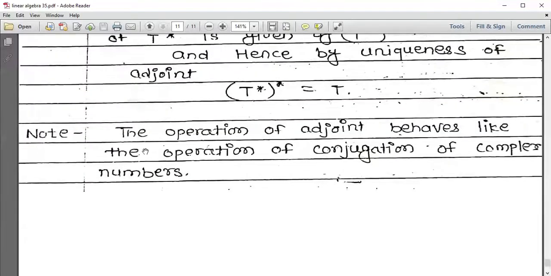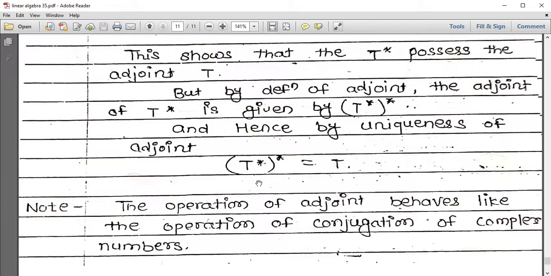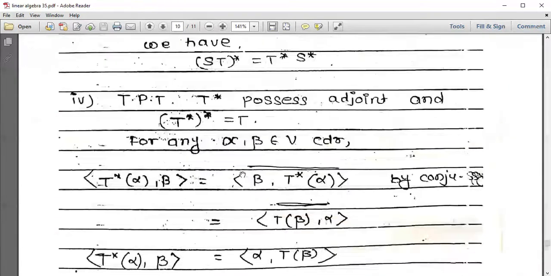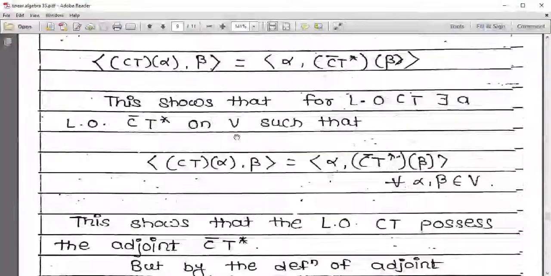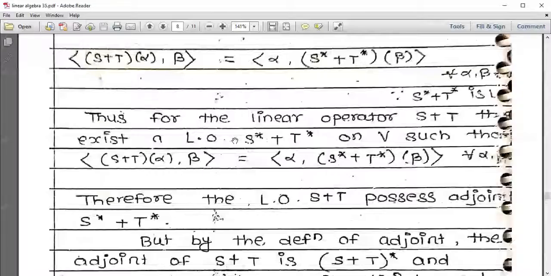Hence, the operation of adjoint behaves like the operation of conjugation of complex numbers. This is the most important point. So today we discussed the adjoint operator and some theorems on the adjoint operator.